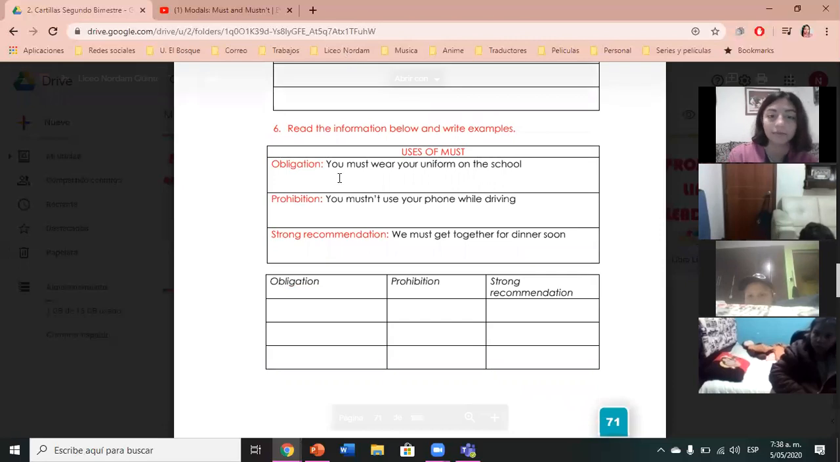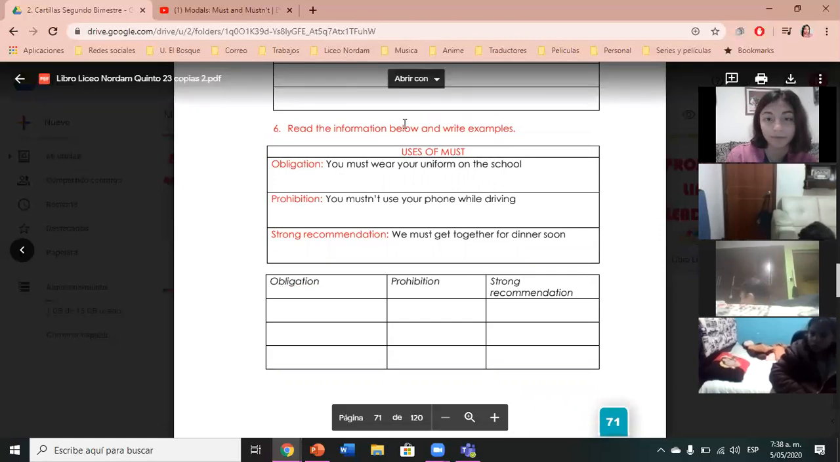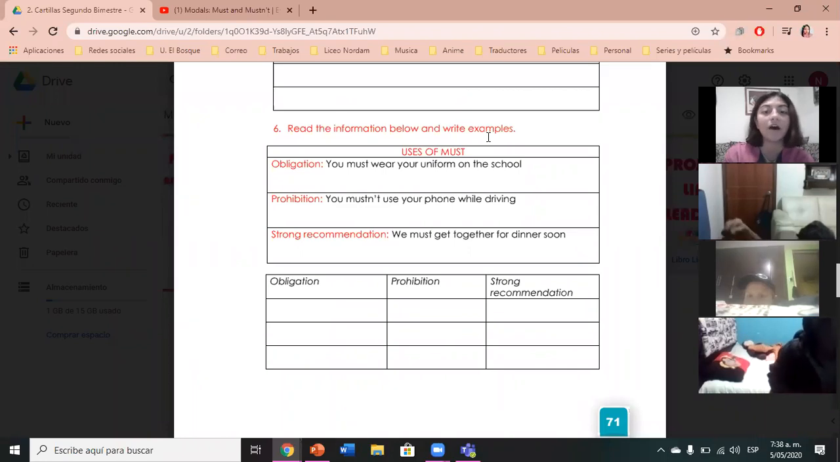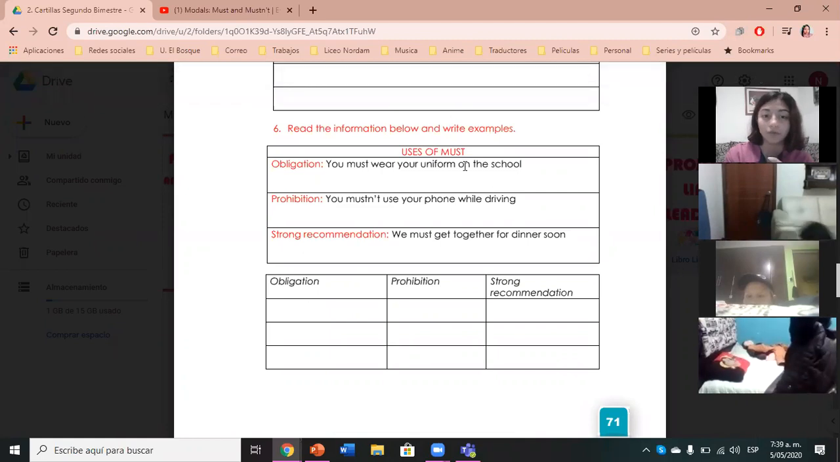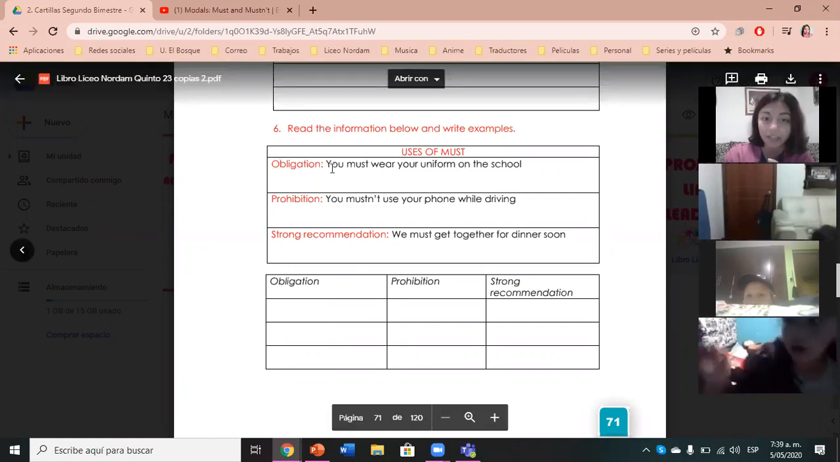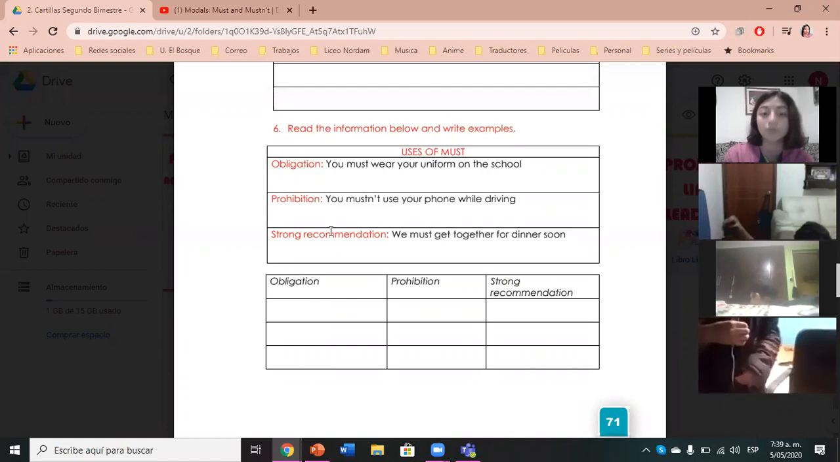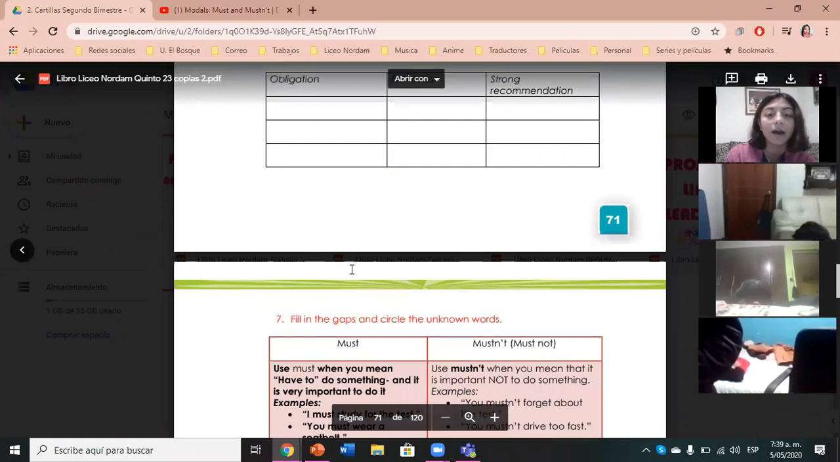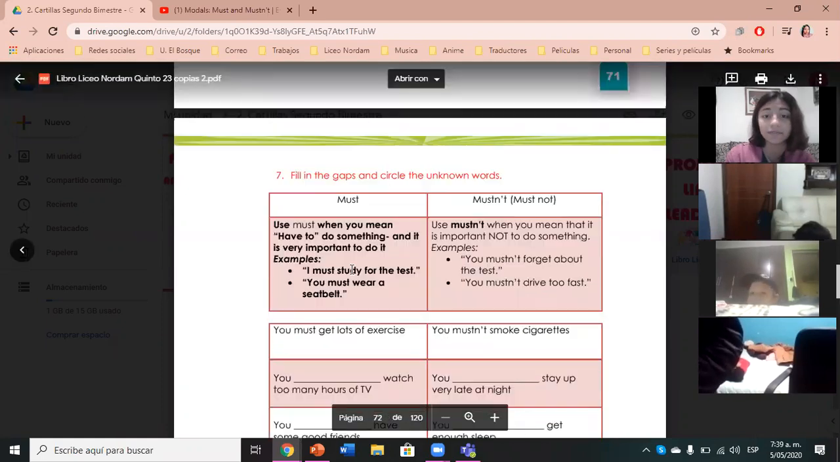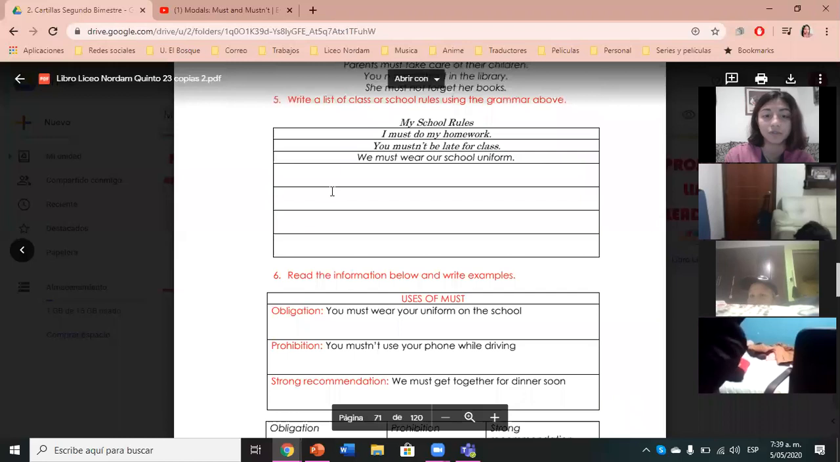Point number 6. You're going to read the information below and write a sample. So I was saying we have different uses, tenemos diferentes usos of must, okay? So you're going to write 3 examples about these uses, de cada uso. So we have obligation, prohibition and a strong recommendation. Y una recomendación muy fuerte. Okay? And this is for today. Okay? You're going to do these 2 points.